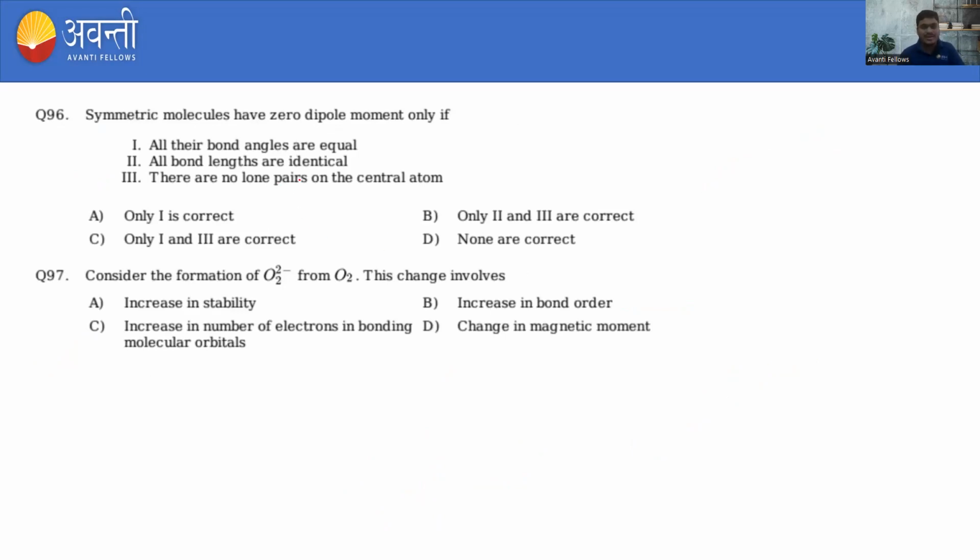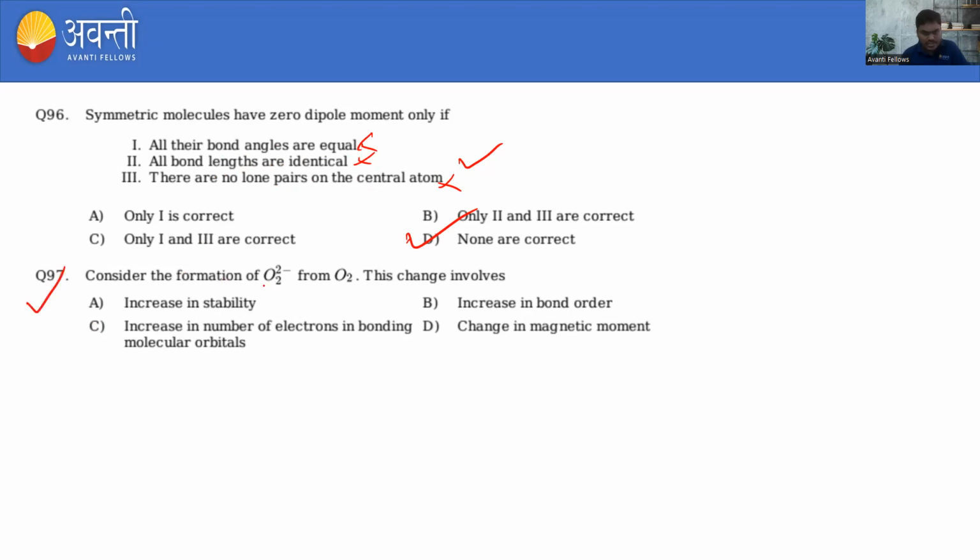Now, a symmetric molecule has a zero dipole moment only if all their bond angles are equal, all bond lengths are identical, or there are no lone pairs of electrons on the central atom. So you have to identify which statement is correct, right? So we know that for question 96, a symmetrical molecule has zero dipole moment. So hence, all their bond angles are equal, no. All bond lengths are identical, no. There are no lone pairs, so none of these is correct. So none of these is the correct answer for this question, that is question number 96.